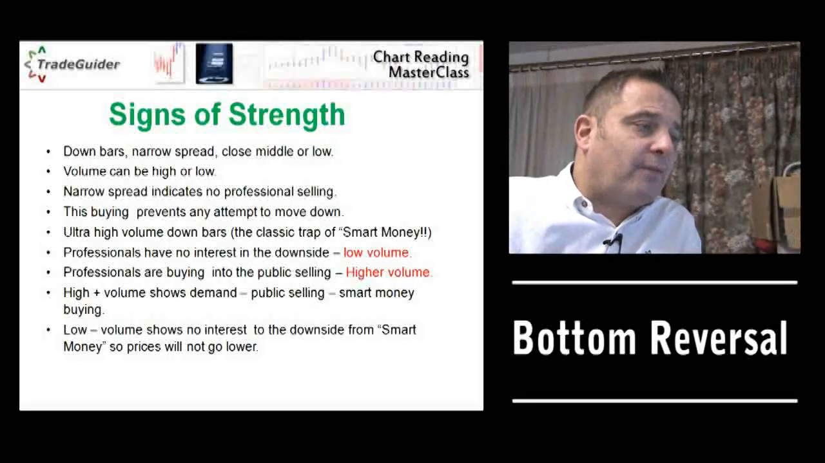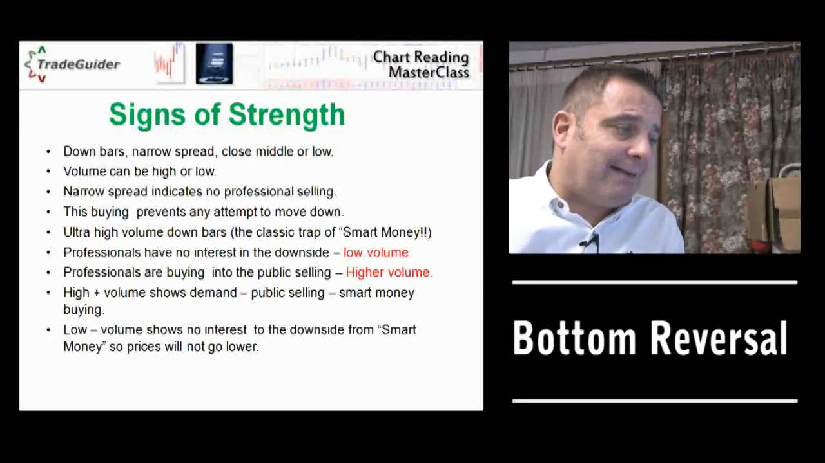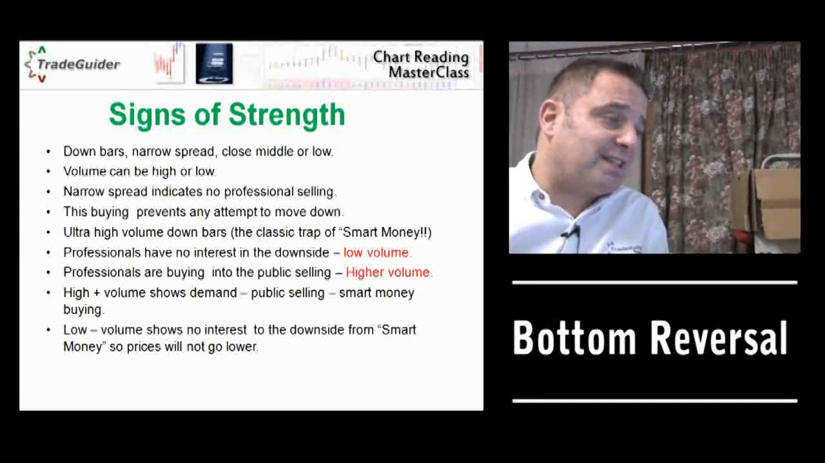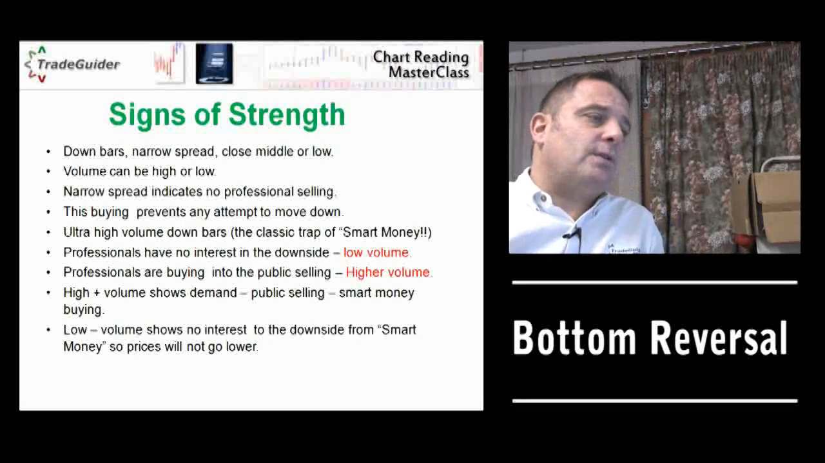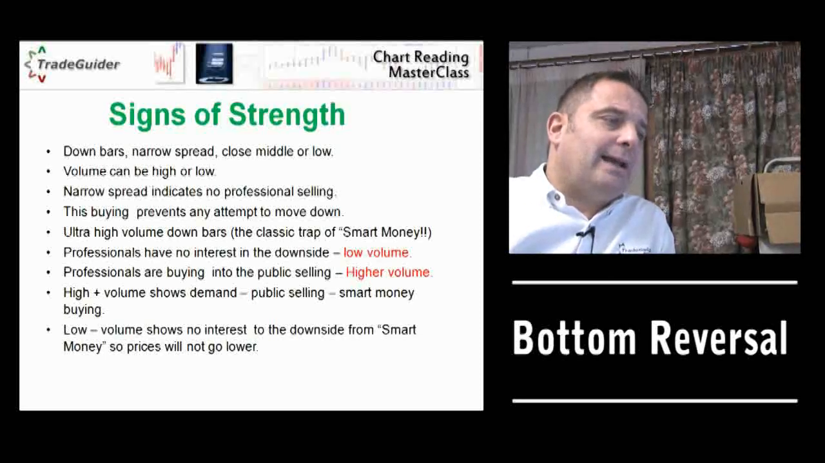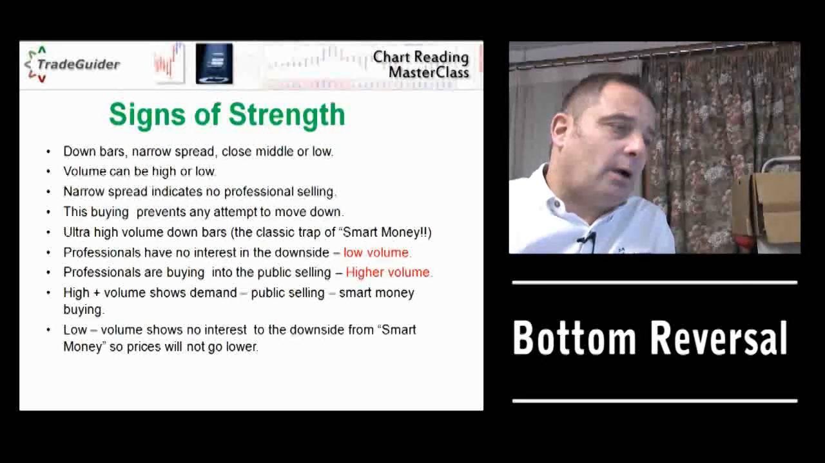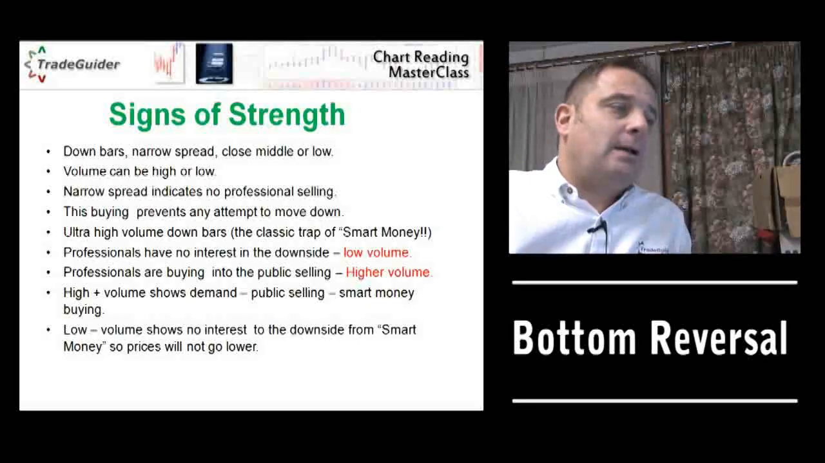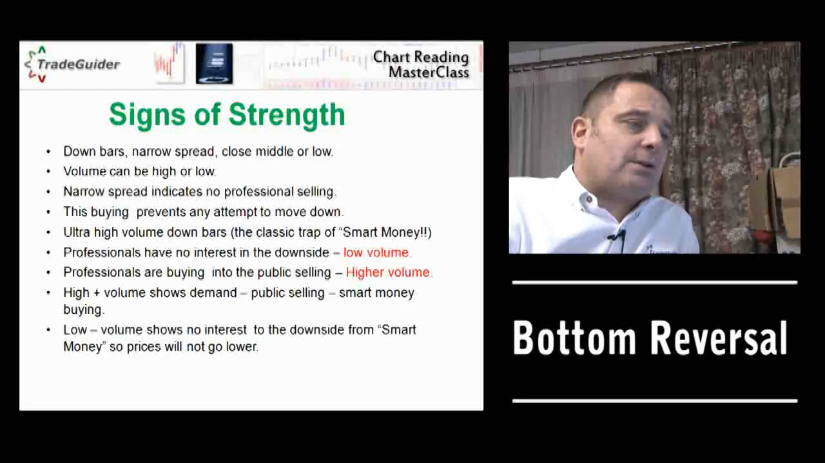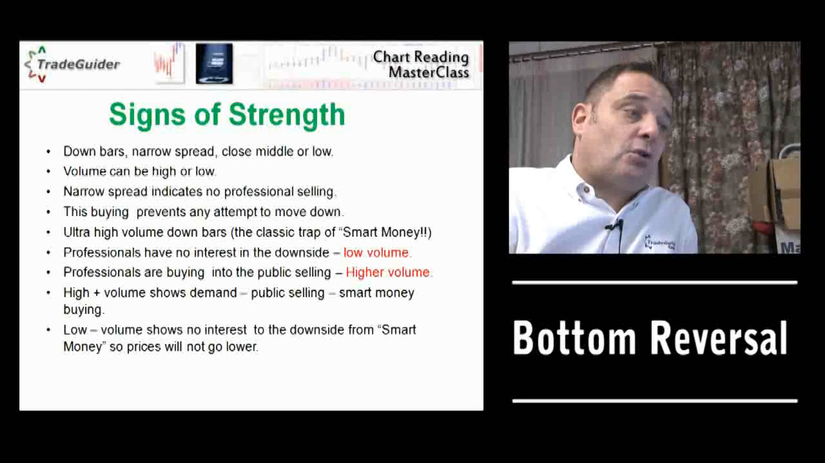A narrow spread on the bar indicates there's no professional selling there. This buying will prevent any attempt to move up, so the narrow spread means they're buying on the down bar, not selling. Ultra high volume down bars are now the classic moves of smart money, as we're going to show you. It's a trap most often, especially to catch people who are short and get them to add to their positions.